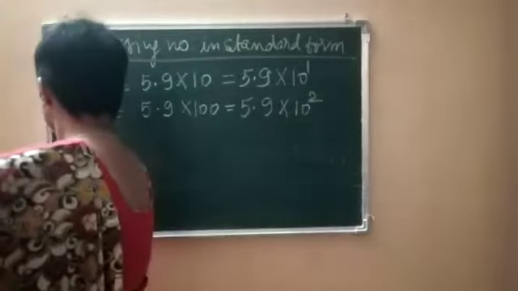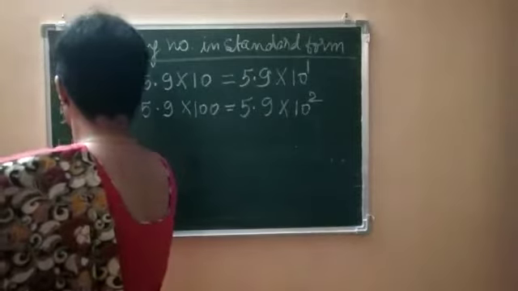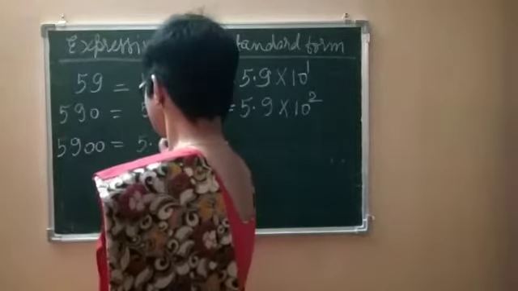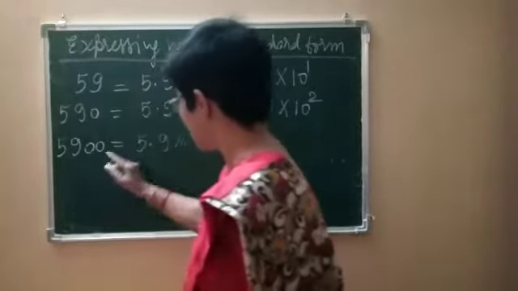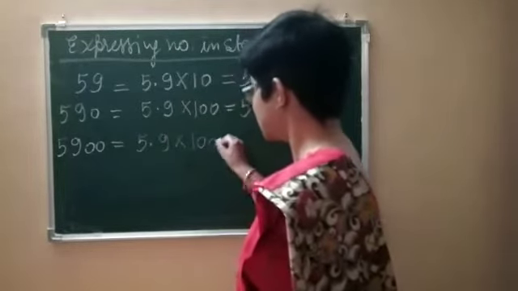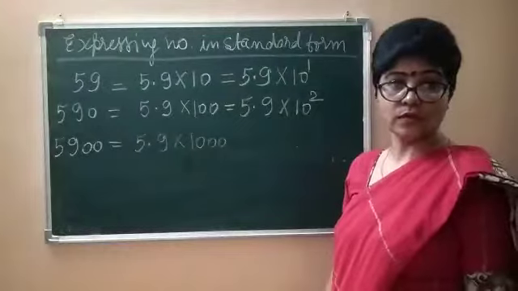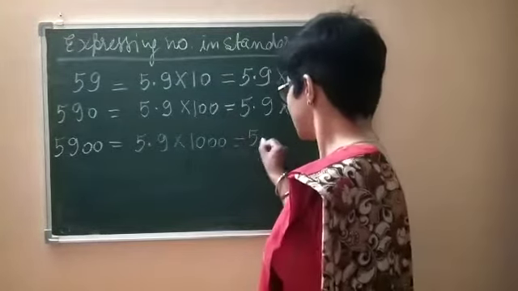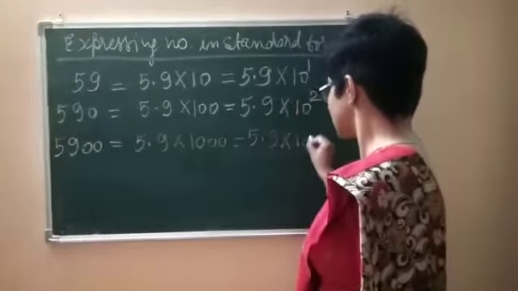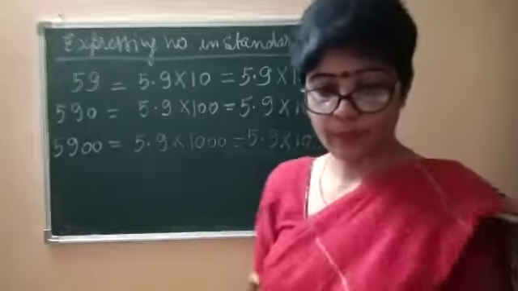Now I take another number, 5900. 5.9 into, by which number do I have to multiply it? Because it is 5900, I need to multiply it by 1000. So 5.9 into 10 raised to the power 3.